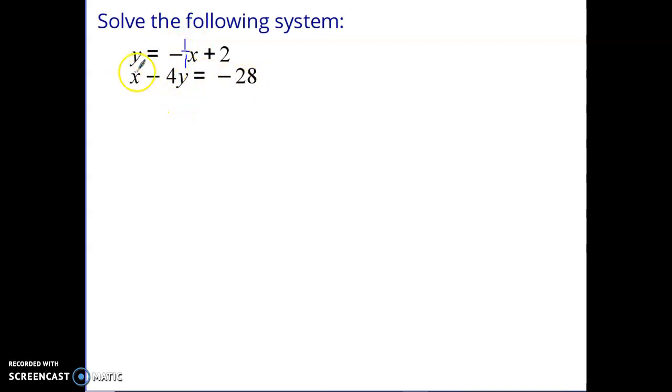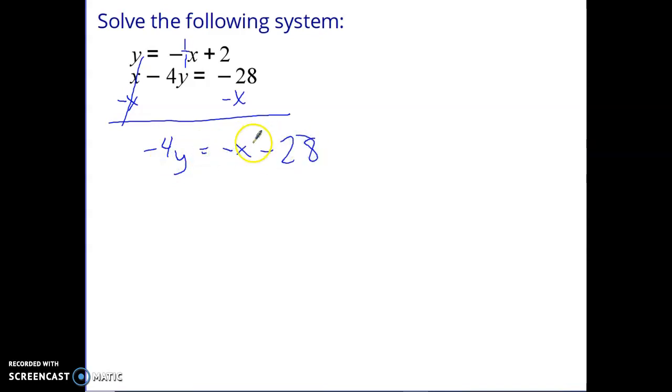But see, this one is not in the right form in order for me to graph, so I'm going to need to get y by itself. Okay, so let's see how we do that. To get y by itself, I'm going to subtract x from both sides. -28 and -x, those are not like terms. So I'm going to write them both down. I want it to look like y equals mx plus b. So I'm going to put the x term first and then the constant term second.